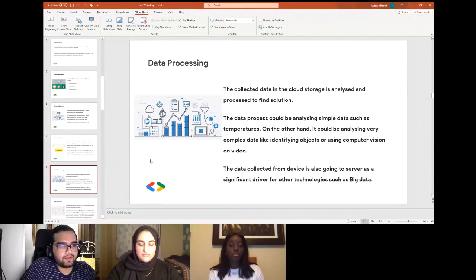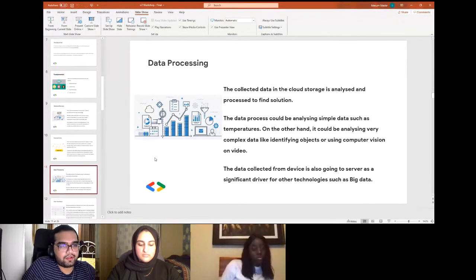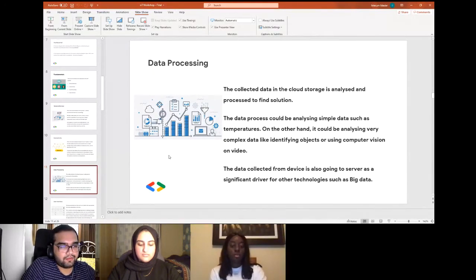And now data processing. Data processing is the data that is collected by the devices that needs to be analyzed and processed to find a solution. The complexity of the data processing depends on the complexity of the data. A simple data such as monitoring the temperature could be very simple to analyze, whereas something like a video feed would require computer vision, for example, to analyze.